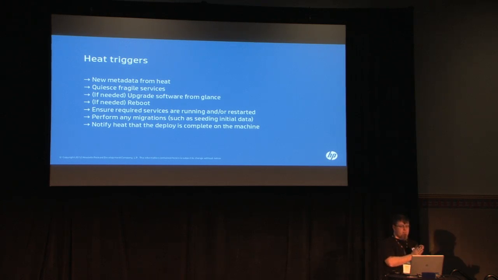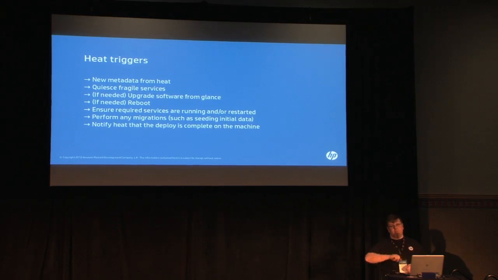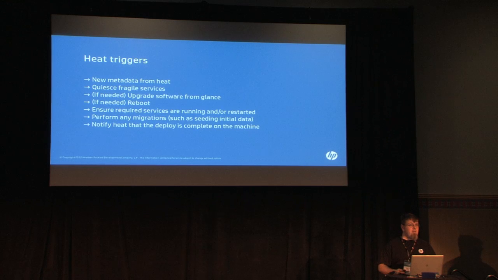We say, we're going to do something, shut down anything that's fragile, take the new metadata, write configuration files from it, start up services again, and then run migrations. And the restart point is where we'll just do a check and say, hey, there's a new kernel, we should reboot the machine. And when the deploy is finished, we notify Heat that this has been done. So at that point, Heat can say, hey, that machine's completed, I can move on to the next machine. How many machines you do at once is going to depend on the size of your cloud. If you've got 10 compute nodes, you probably want to do one at a time, right? If you've got 10,000, you might want to do more than one machine at a time.